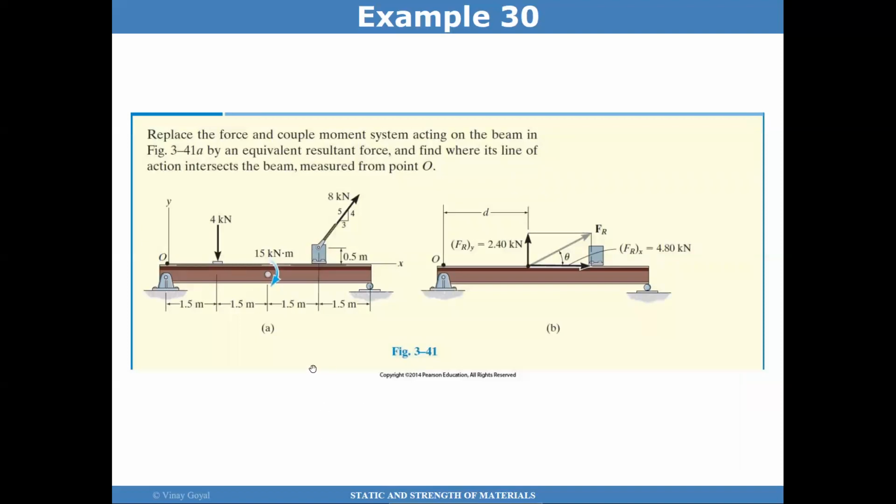Example 30 is to replace a force and couple moment system acting on the beam. So you have this beam, and you replace it by an equivalent resultant force, and find where the line of action intersects the beam, measured from point O. So where does this force go to make this work? Notice there's a couple here, 15 kilonewton meters. You have these forces. So again, how do we achieve that?